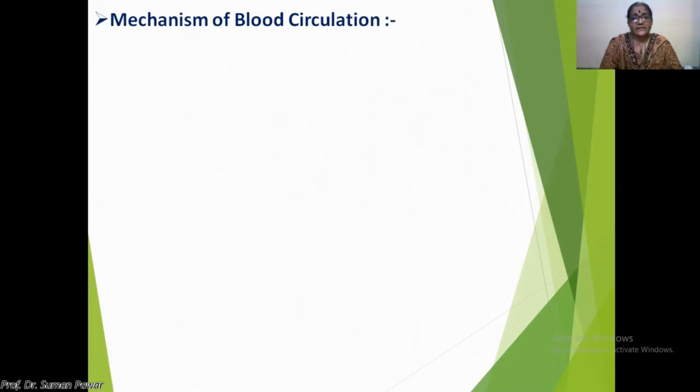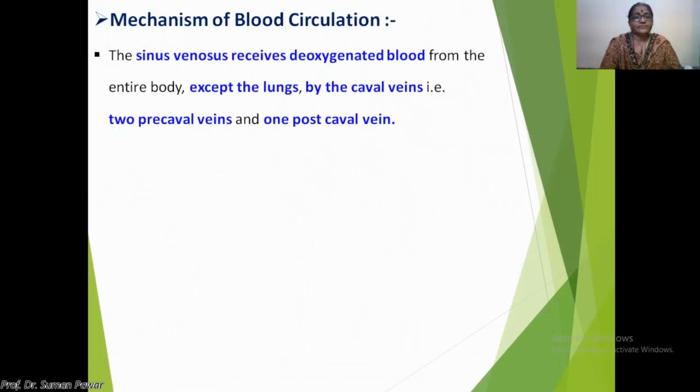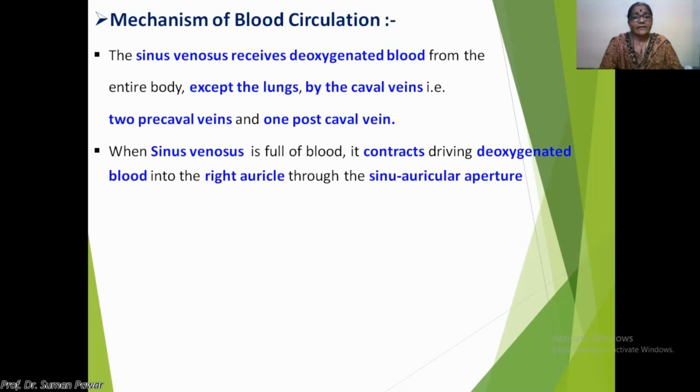Now, the mechanism of blood circulation. The sinus venosus receives the deoxygenated blood from the entire body except the lungs through the three caval veins, that is, the two precaval veins and one postcaval vein. When the sinus venosus is full of blood, it contracts and drives its deoxygenated blood into the right auricle through the sino-auricular aperture.